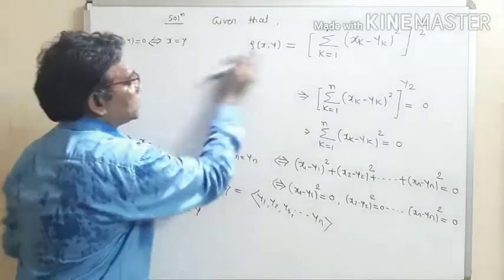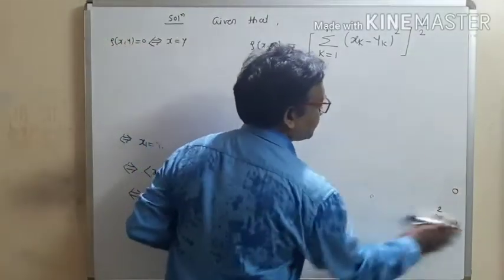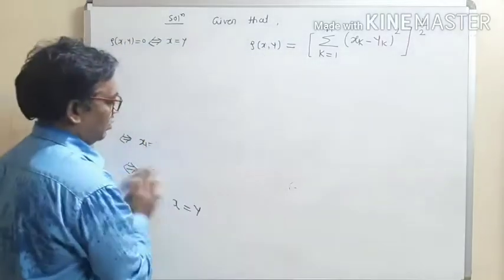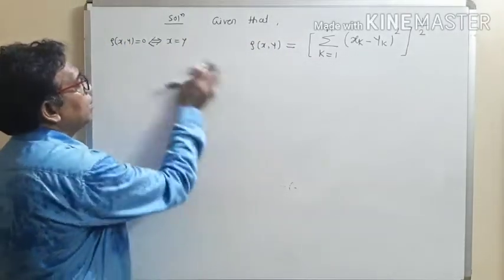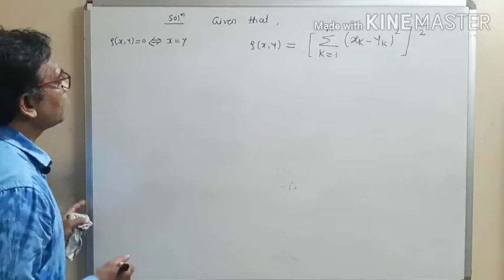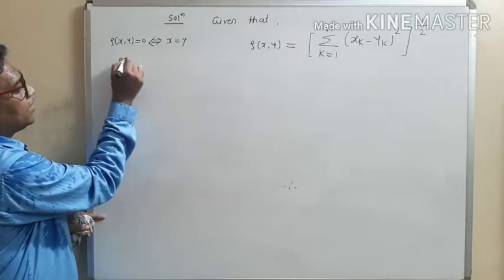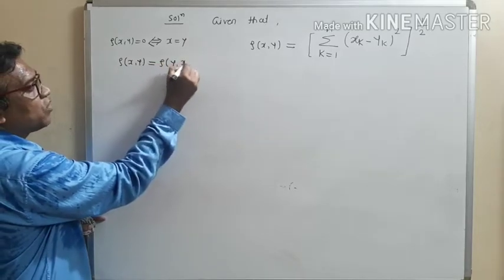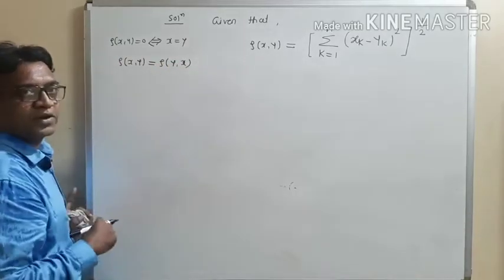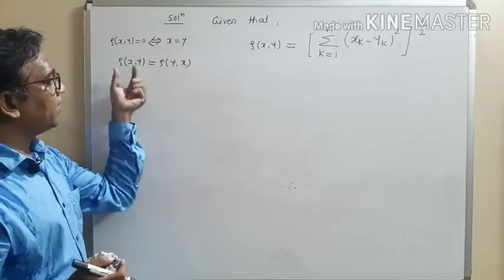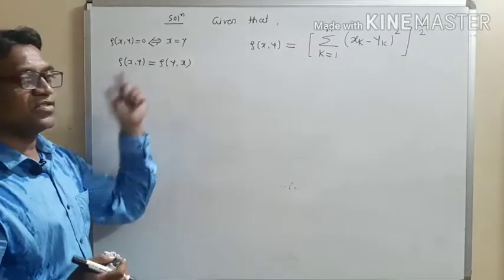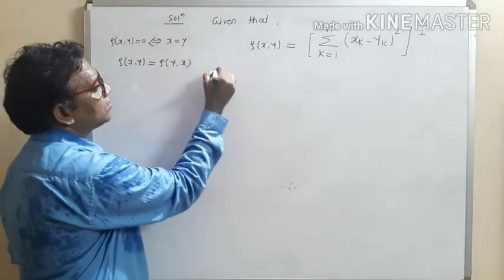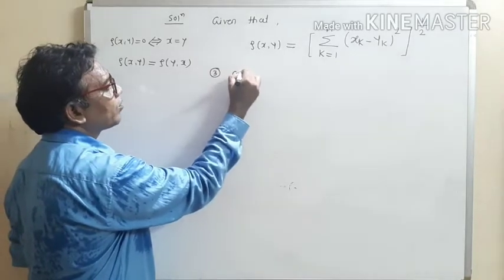Now let us prove the third condition. Now see, what is the third condition? This is the third condition: distance of xy is equal to distance of yx. This is called the symmetric property. So prove the symmetric property, the distance of xy equal to distance of yx. So write down third condition number 3.